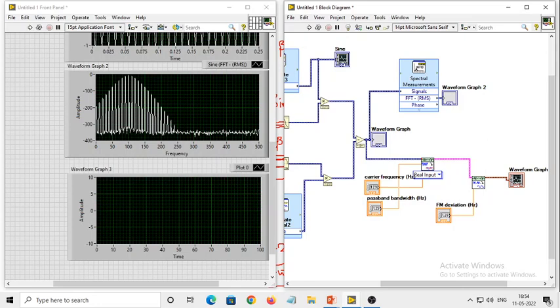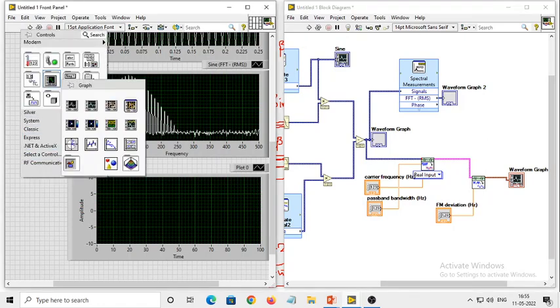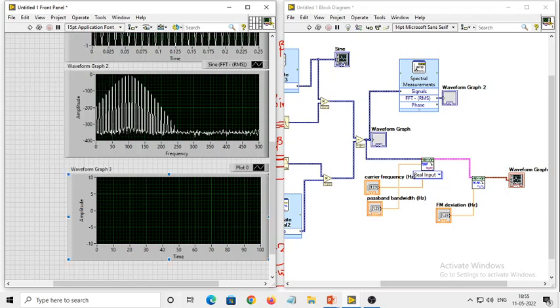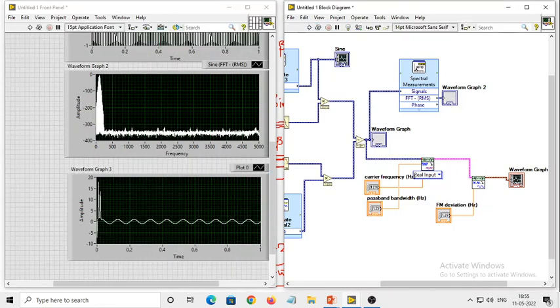So please listen to this carefully. Whenever you are not getting any graph indicator directly in the block diagram, you need to place that graph in the front panel, and after placing the graph in the front panel, then you can connect to the output of this FM demodulator. So to place a graph indicator in the front panel, you just need to right click, go to this model, and then waveform graph, select the waveform graph, okay. So let me run this.